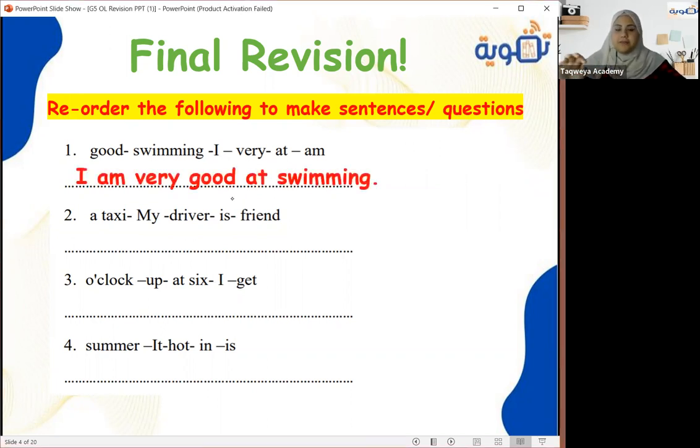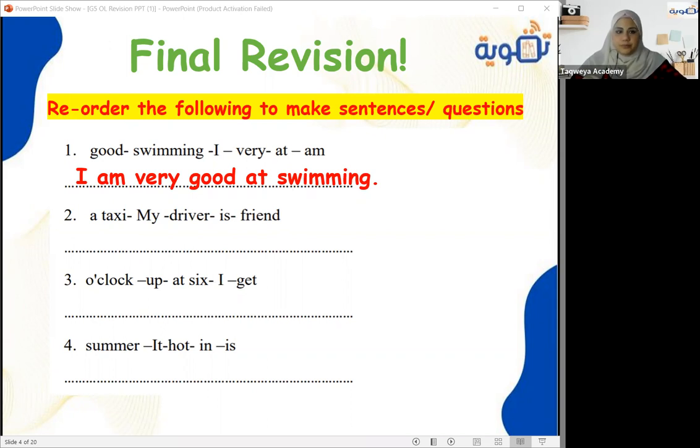And then I need a verb. The only verb here is am and swimming. But can I say I swimming? No. I can say I'm swimming. But if you have another look, you would see very, at, and good. So definitely you would say I am, and then very good at swimming. If you remember, we said that good at and bad at are followed by the verb and ing. So we say swimming. I'm very good at swimming.